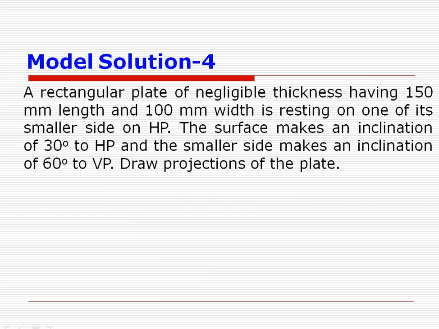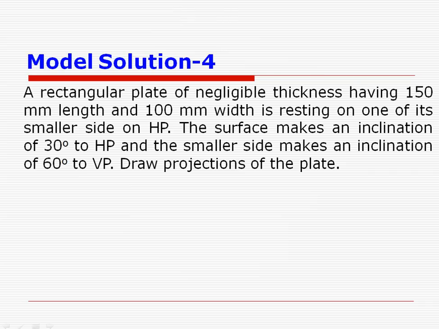So next is example number 4. Here, a rectangular plate of negligible thickness having 150 mm length and 100 mm width. It is similar to the previous example earlier. It is resting on one of its smaller sides on HP. The surface makes an inclination of 30 degrees to HP. Please note the surface inclination is with HP. Further, the smaller side makes an inclination of 60 degrees to VP.